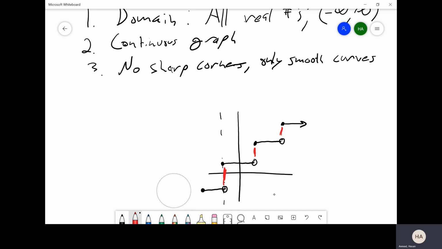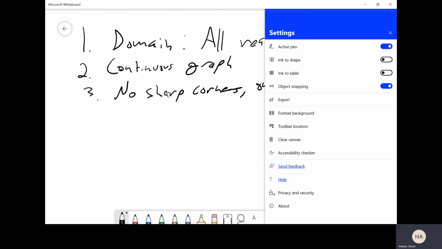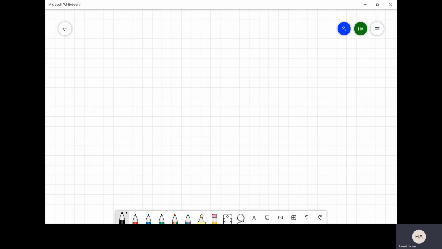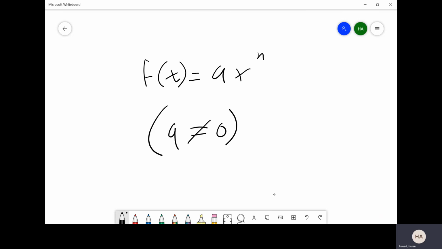Okay, so those are your 3 properties of polynomial functions, 2 of them regarding the graph and 1 of them regarding the domain. Okay, so let's go ahead and clear this off and let's talk about the first definition that you should be aware of. So the first definition you should be aware of is called a power function. So a power function is the very simplest bare bones version of a polynomial function. It's always going to be in the form of f of x is equal to a times x to the n, and I'll write down here a is not equal to 0.